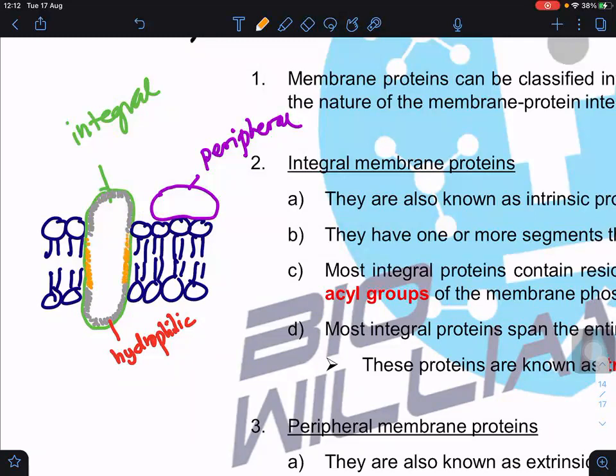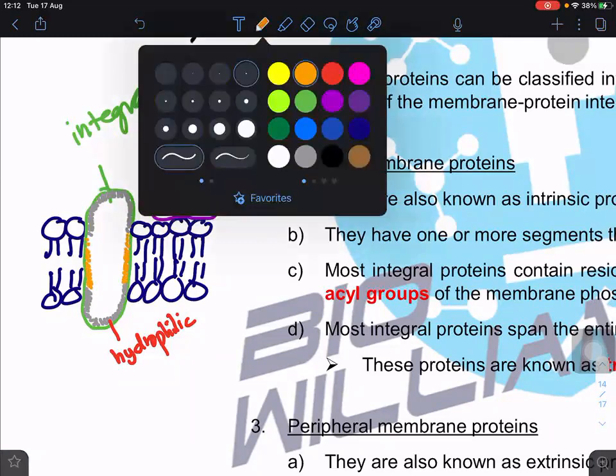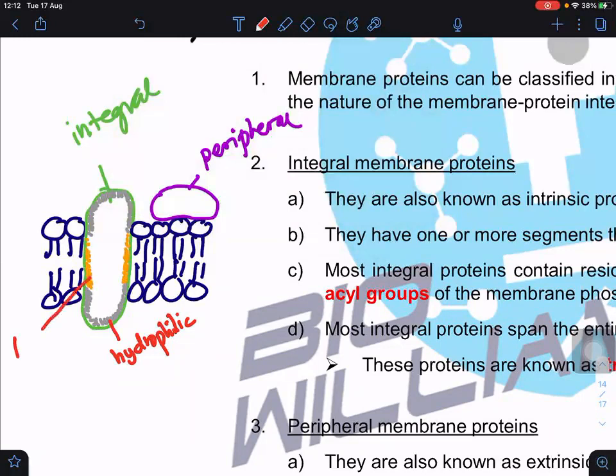Then I highlight with a different color, orange color. This part, orange color, they must be hydrophobic. Okay, my mistake. Now, why hydrophobic here? Because this part of the region has to interact with the phospholipid tail or hydrocarbon tail, which is hydrophobic. So what kind of interaction? Hydrophobic interactions.